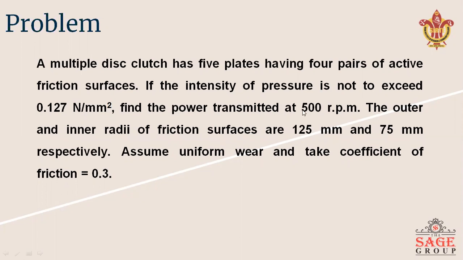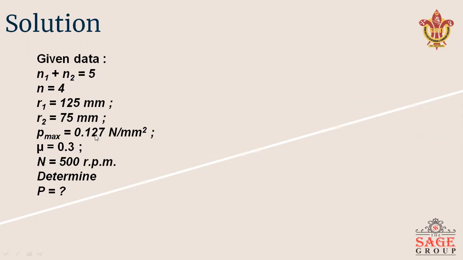If the intensity of pressure is not to exceed 0.127 Newton per mm square, find the power transmitted at 500 rpm. The outer and inner radii of friction surfaces are 125 mm and 75 mm respectively. Assume uniform wear and take coefficient of friction as 0.3. So this is the numerical problem, and we have to solve it systematically. Now, this is the given data.